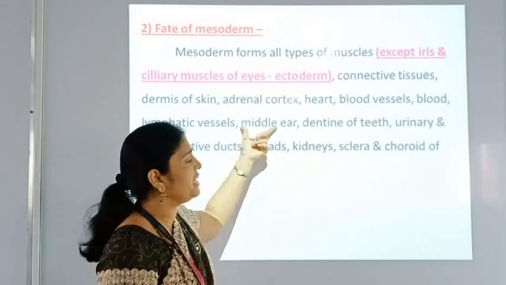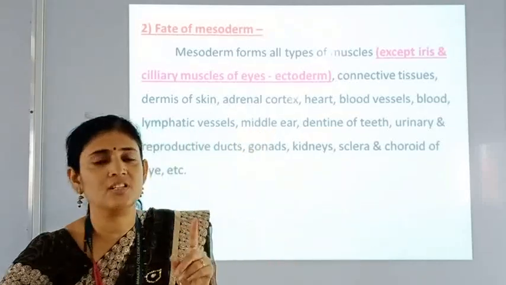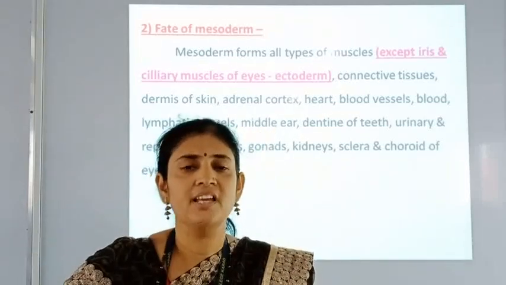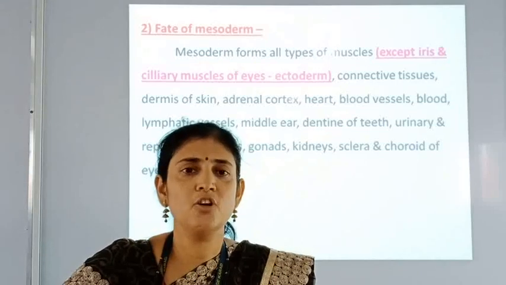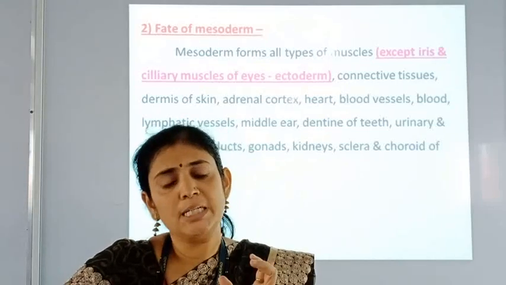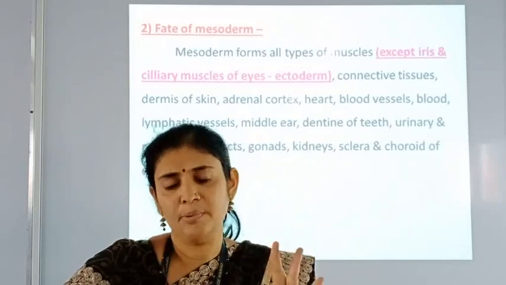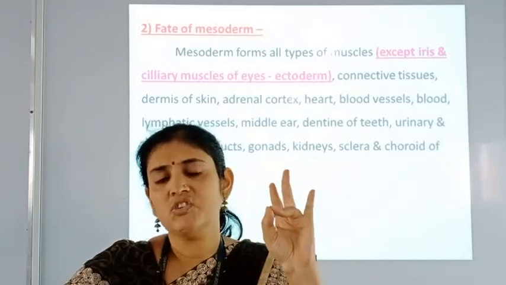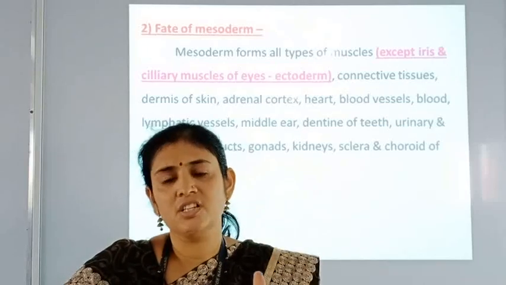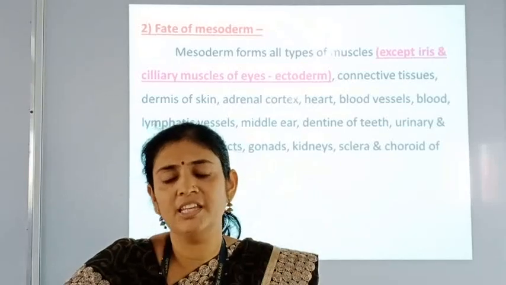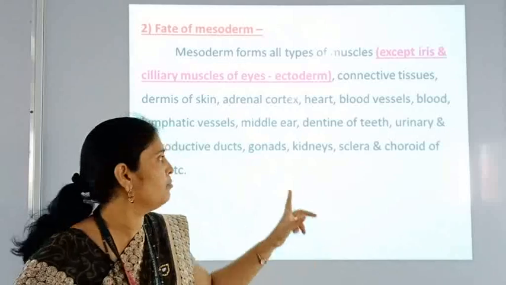Then middle ear. As we have seen the structure of middle ear, what it contains, the middle ear is consisting of the cavity which is called as a tympanic cavity, and in that tympanic cavity 3 ear ossicles are present, malleus, incus and stapes. So all these structures which are present in this middle ear are derived from this mesoderm.